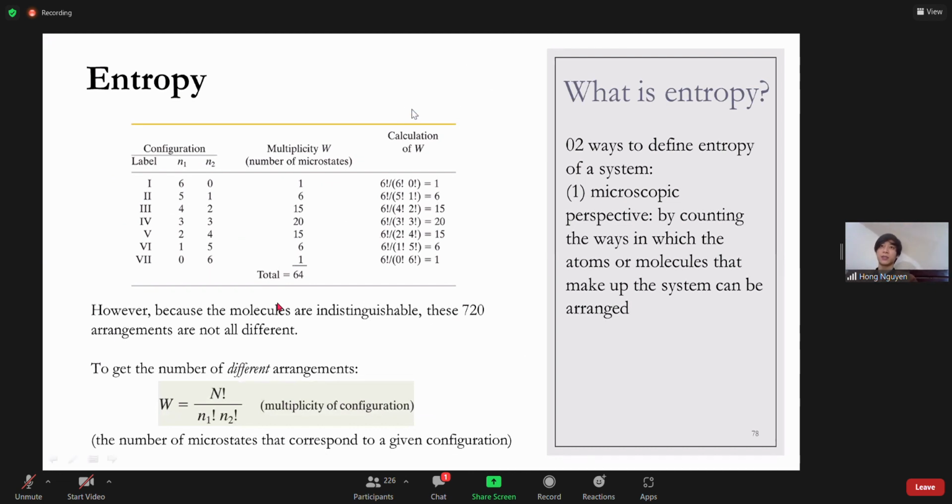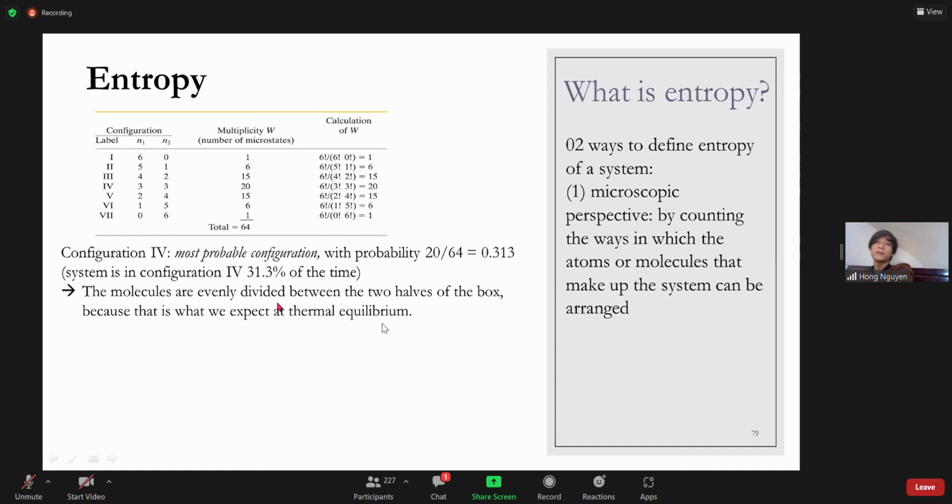So the total number of microstates is 64 for our case. We see here configuration 4 is the most probable configuration. And the probability for this configuration to take place is 20 over 64, right? Because we have 64 microstates, and here it takes 20. So the system is in this configuration for 31.3% of the time. Good.